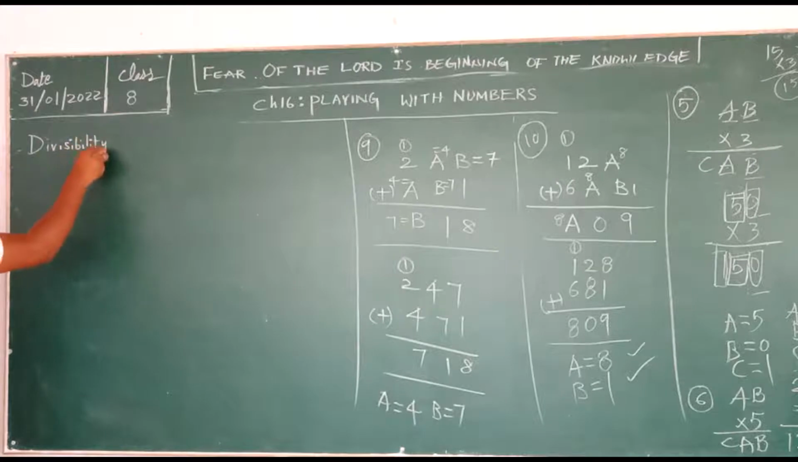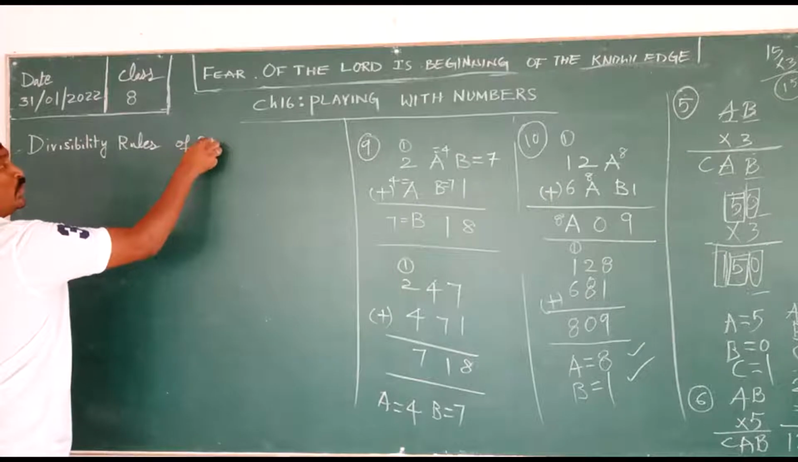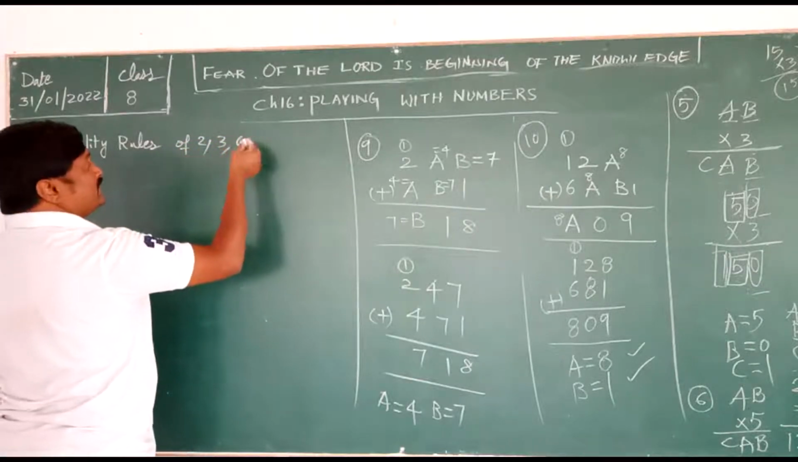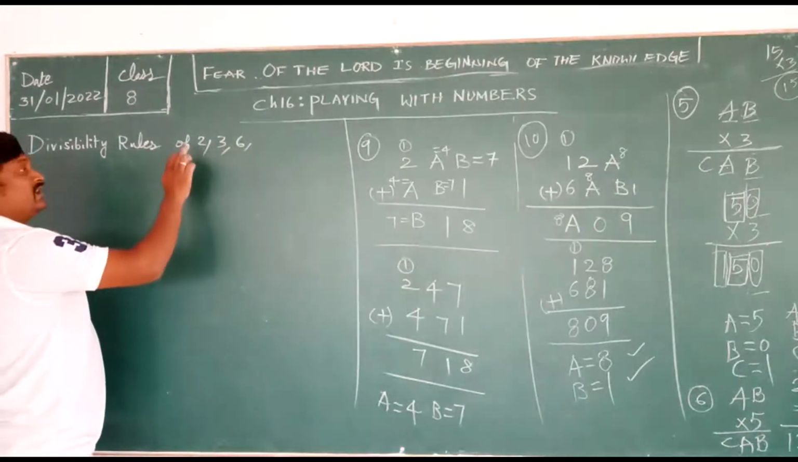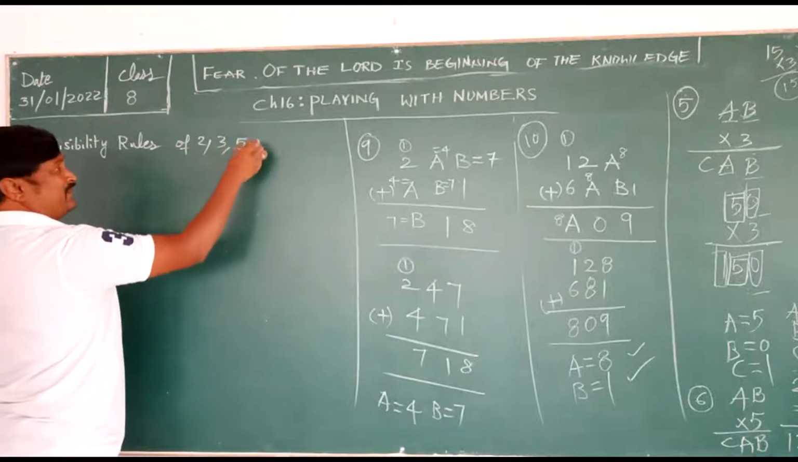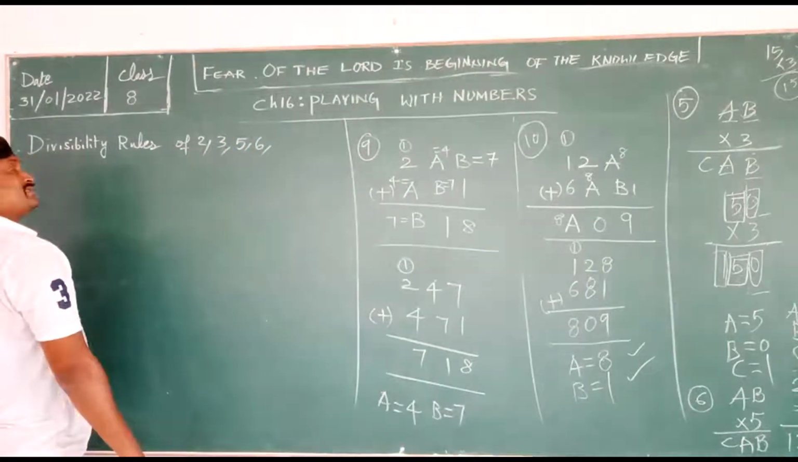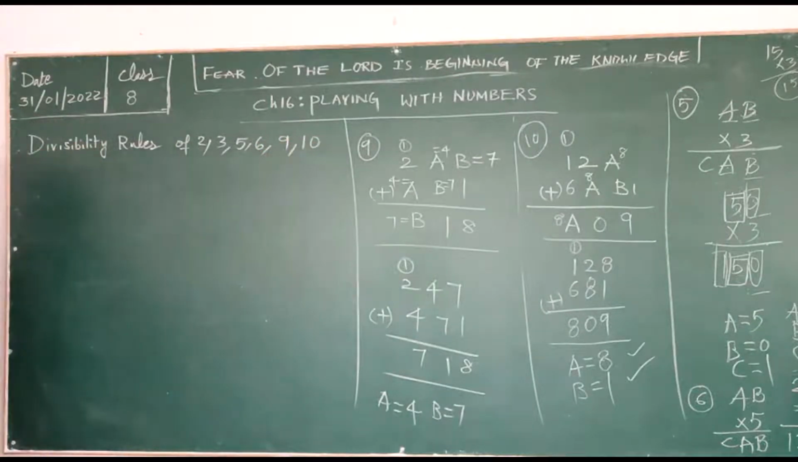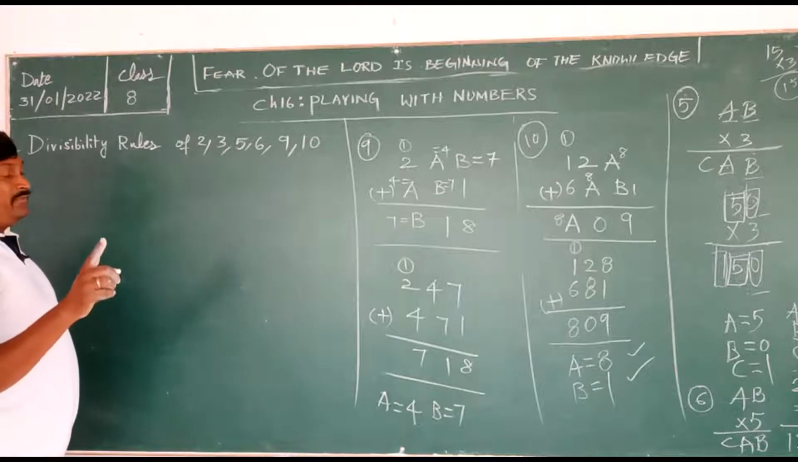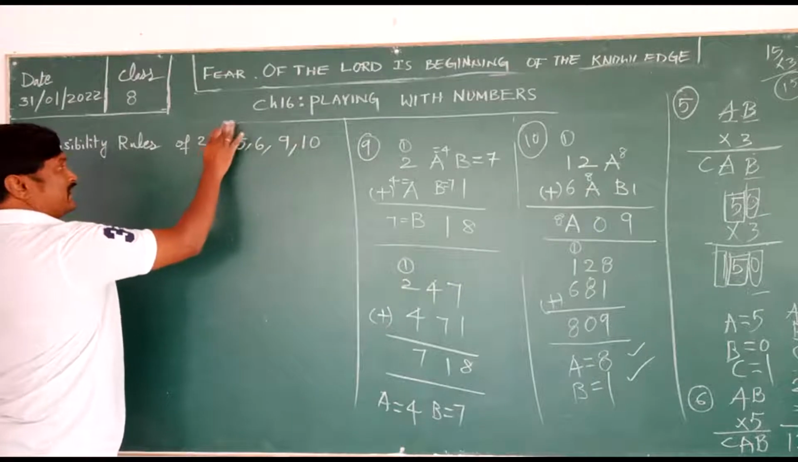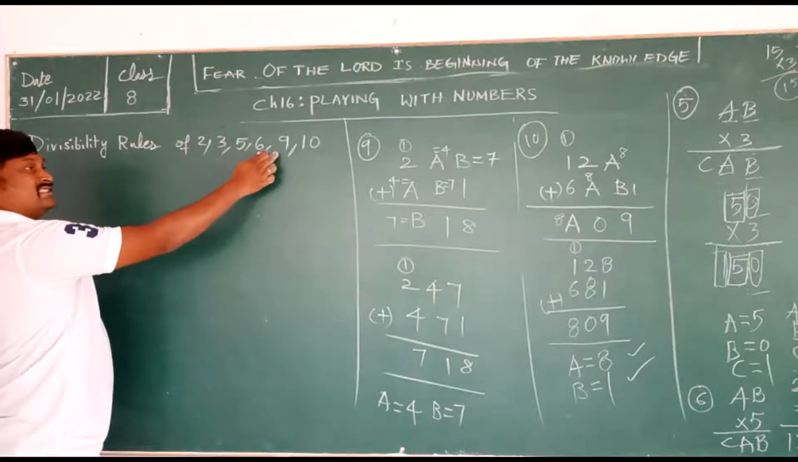Divisibility rules of 2, 3, 5, 6, 9 and 10. Today you are going to learn these only. This much is enough. If you want to solve that second exercise, you need only 3 and 9. But we are going to discuss 2, 3, 5, 6, 9, 10.